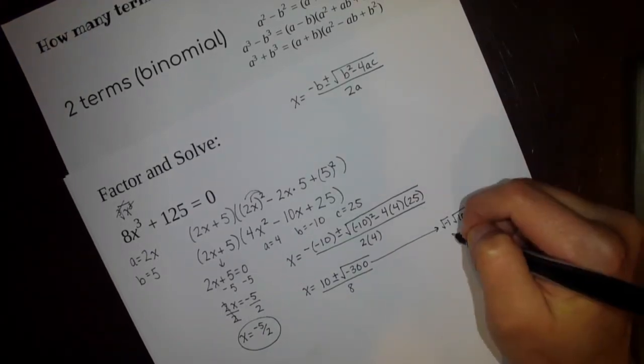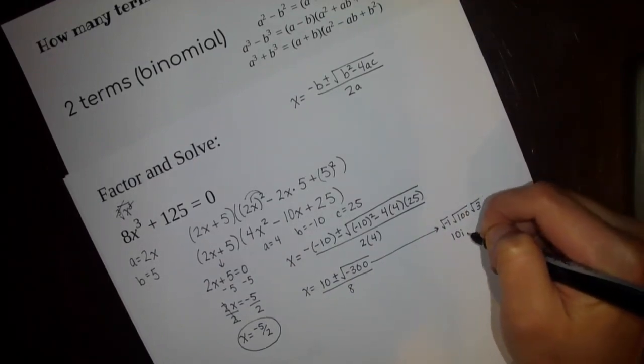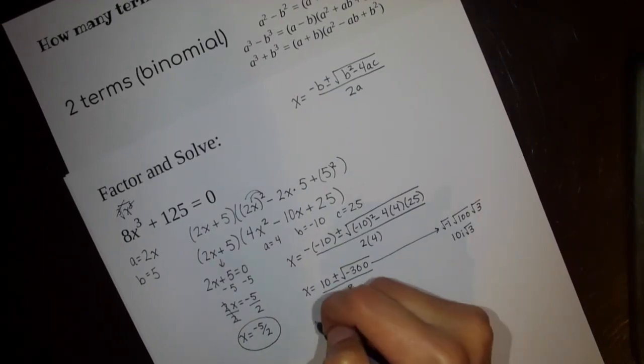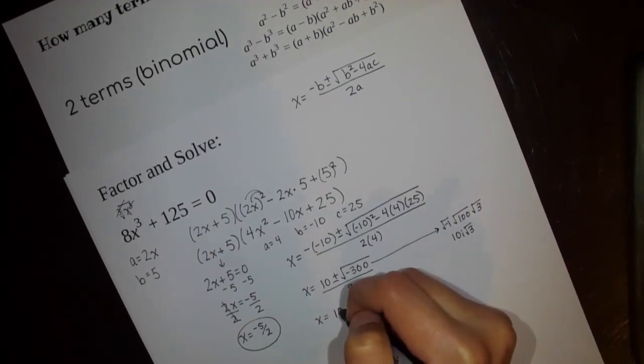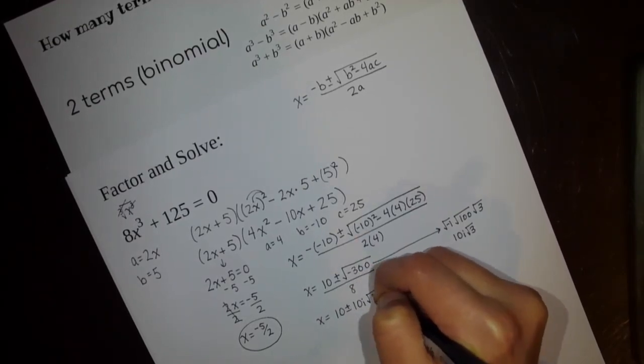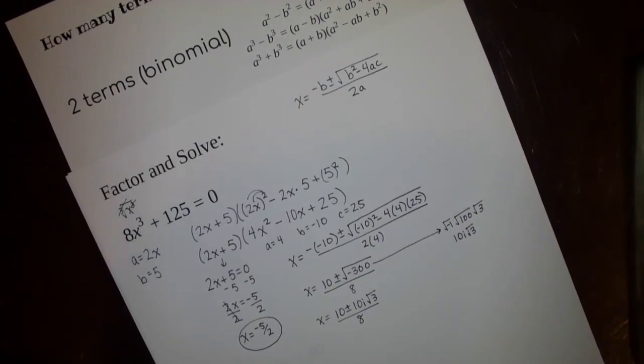Root 100 is 10. Root negative 1 becomes our i, root 3. So this simplifies to 10 plus or minus 10i root 3 over 8. So after you simplify your root, this is where you can reduce your fraction. Okay, so we cannot reduce the fraction until our root is simplified.